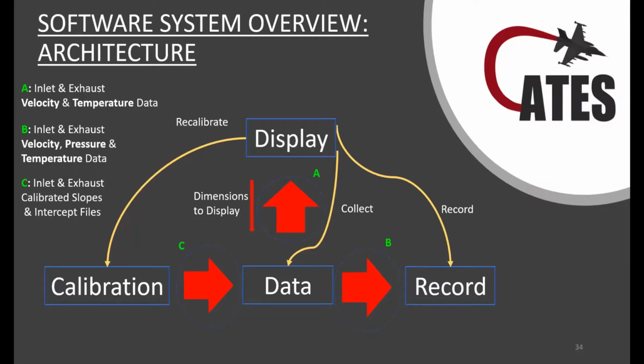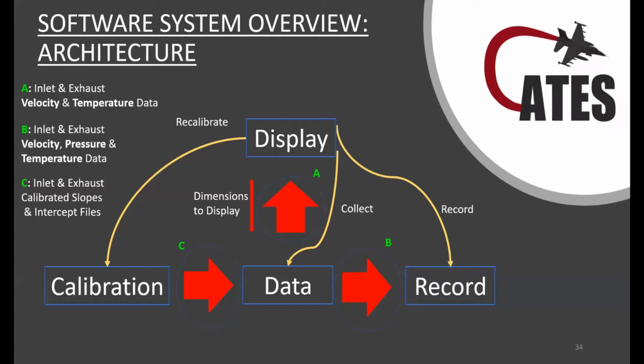Above that is the display function. This is the surface level function that controls the rest of the functions. If the data is the heart of the program, the display would be the head. The display function, as you can see with those yellow arrows, sends recalibration signals to the calibration code. It also sends collect data to the collection function, and it also tells the record function when to record. Basically, the display higher level function is the interface that the user will see.